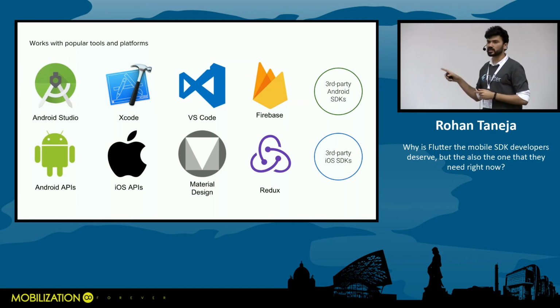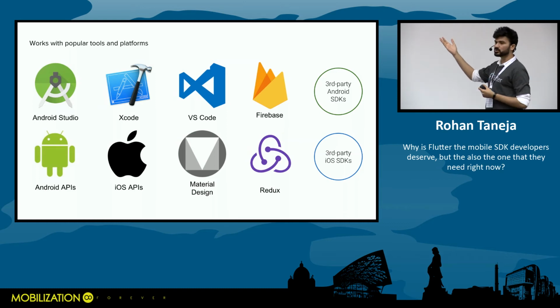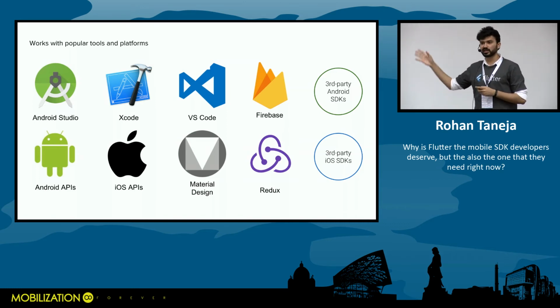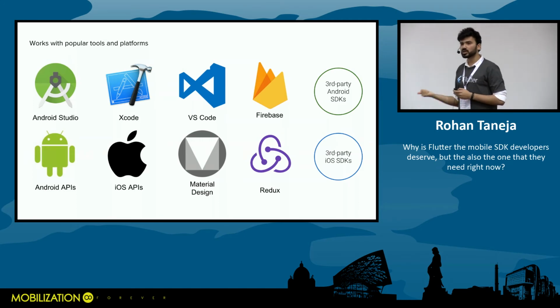Flutter also has access to Firebase APIs. The previous talk was on Rust. You cannot use Firebase APIs with that because that's not supported. But Flutter is from Google. Firebase is from Google. So they already have that. Other than that, you have access to native Android APIs, iOS APIs. You can implement your own state management architecture. And you have access to material design, just like we showed in the live demo. Other than that, you have access to third-party Android and iOS SDKs as well.